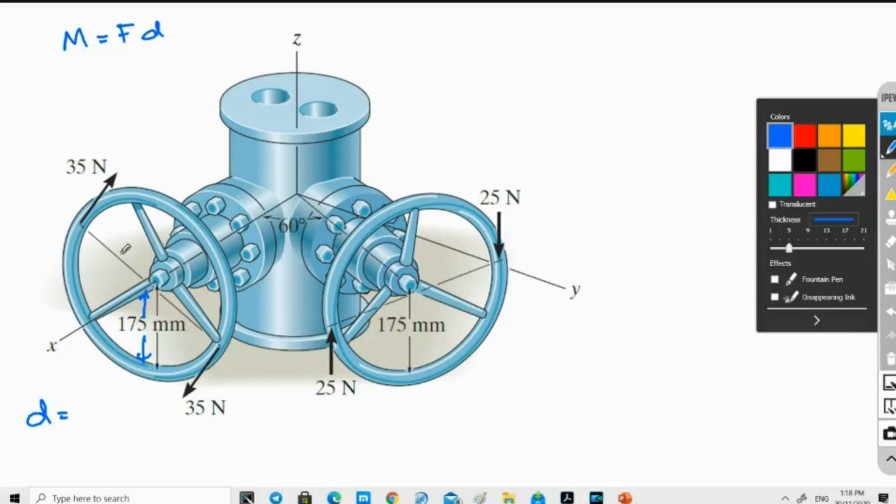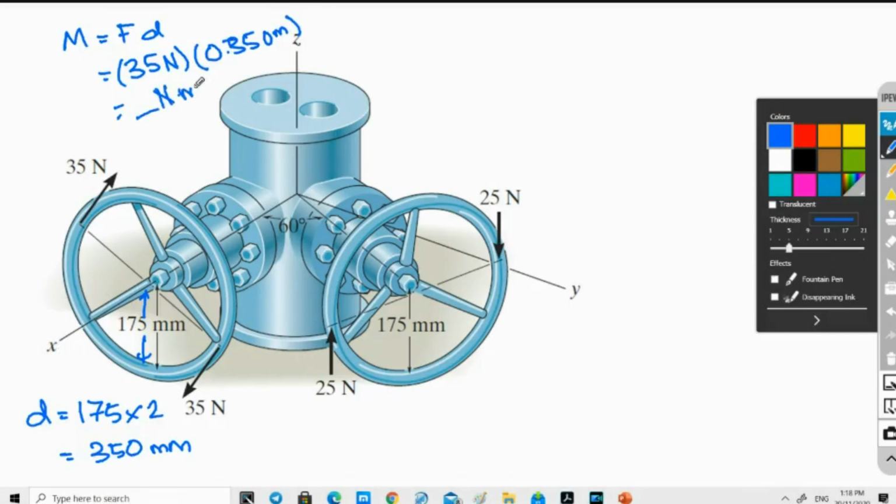The distance is the diameter, which should be 175 times 2, which is 350 millimeter, right? So when you calculate, you have 335 Newton, for example, and if you want to use meter, 0.350 meter, right? And then you get something in terms of Newton meter.